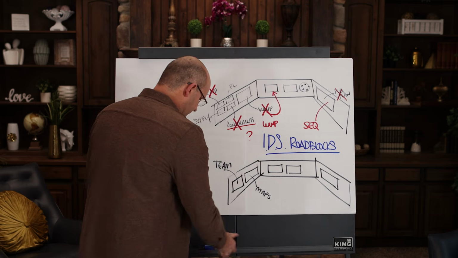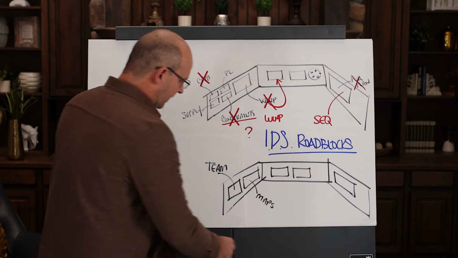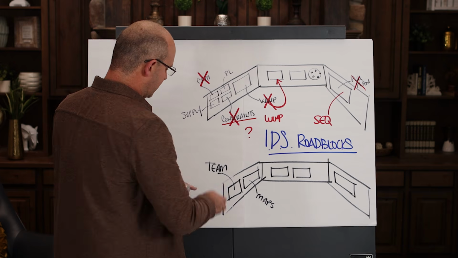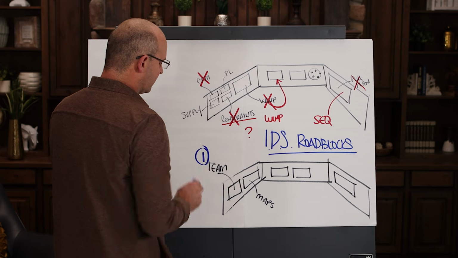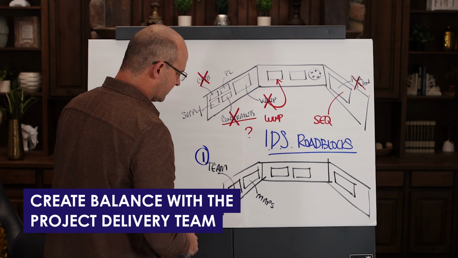But let me talk about this right now. Your team board is where you create balance. And actually, let me mark this. This is step number 1. So what's the first thing in the meeting system is to create balance with the project delivery team.